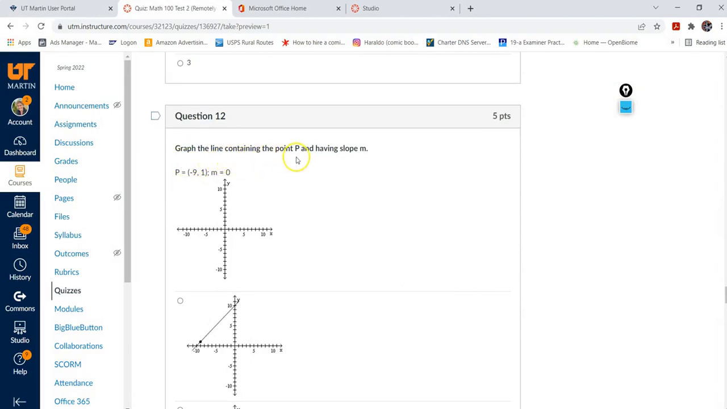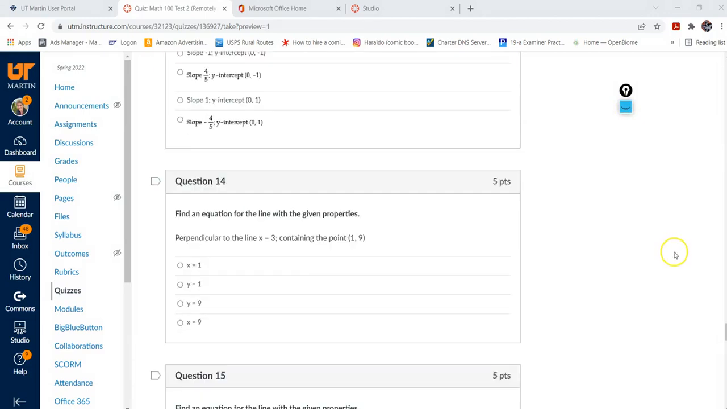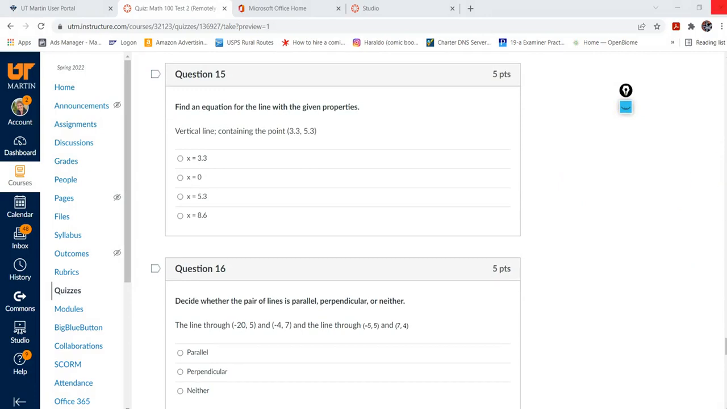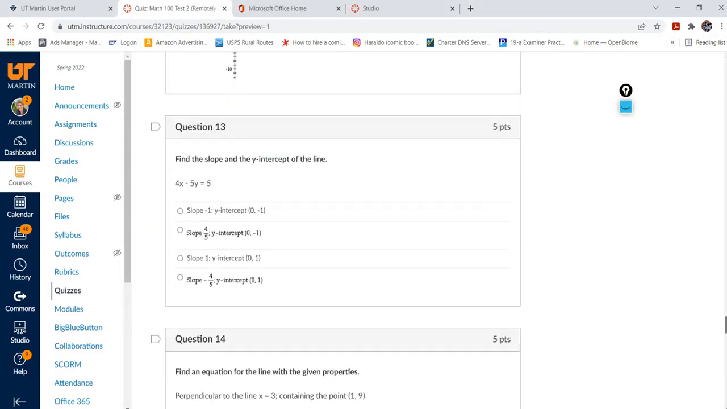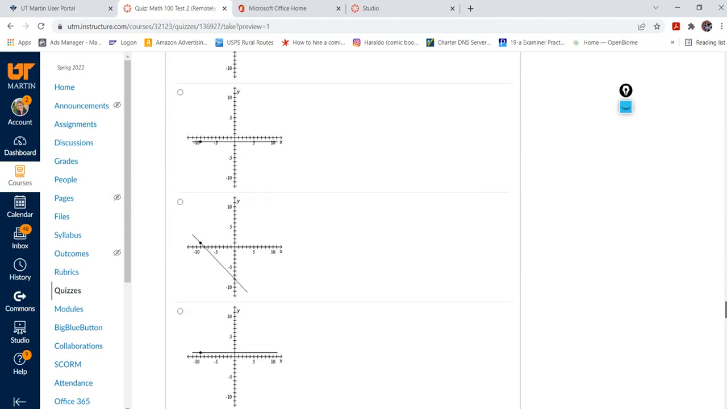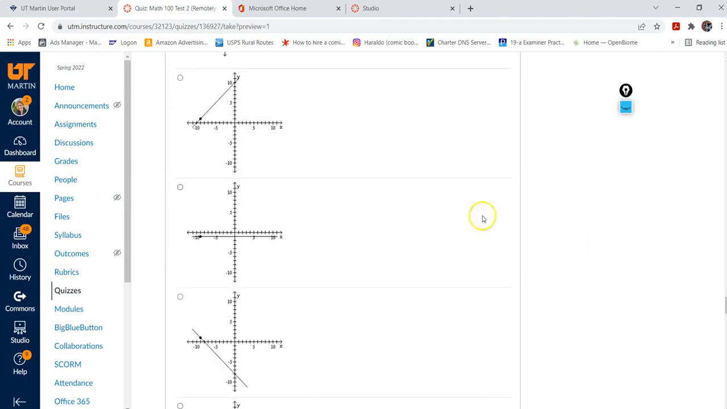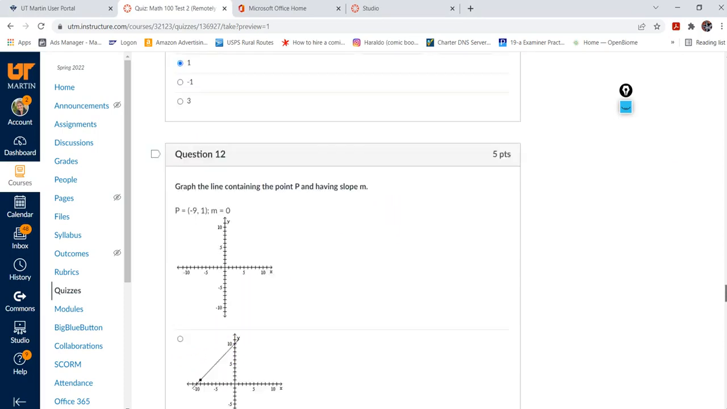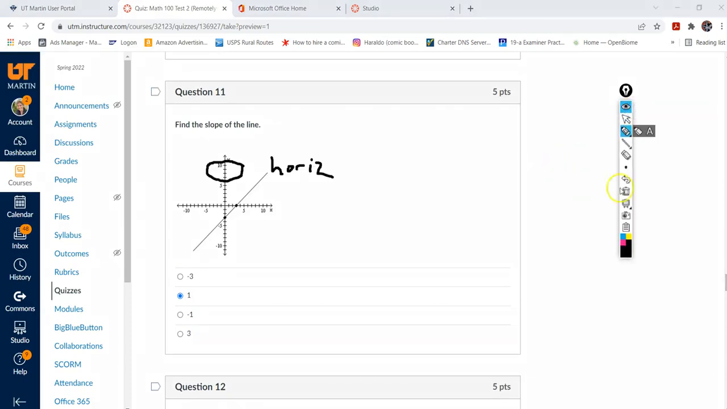Graph the line containing the point and having slope m. Okay, m is 0. If the slope is 0, that's telling me we have a horizontal line. And that might be enough to make a judgment. Okay, so I have 2 horizontal lines, but I see it's not going to be that one because that's not a horizontal line. It's not going to be this one because that's not a horizontal line. So we have a horizontal line because the slope is 0.